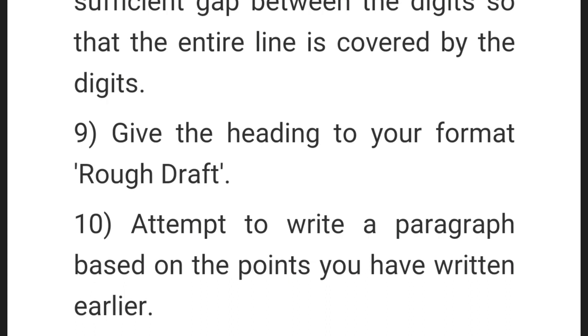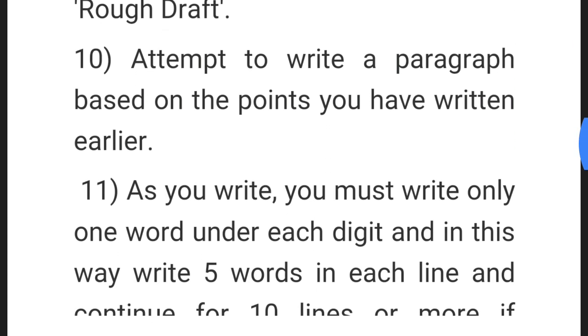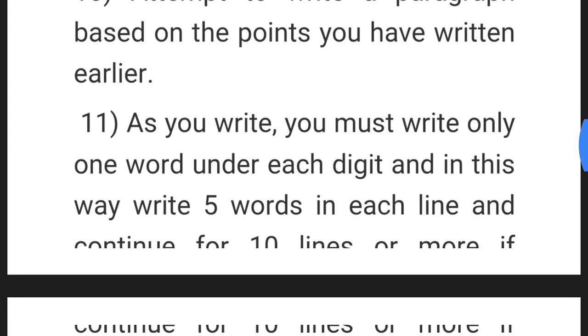And how will you write it? In this format, what you need to do is, as you write, you must write only one word under each digit. You have to start from the very next line. First line, top line, you have written 1, 2, 3, 4, 5. Now from the second line, below 1, write the first word. Below 2, write the second word. Below 3, write the third word. Below 4, write the fourth word. And below 5, write the fifth word.